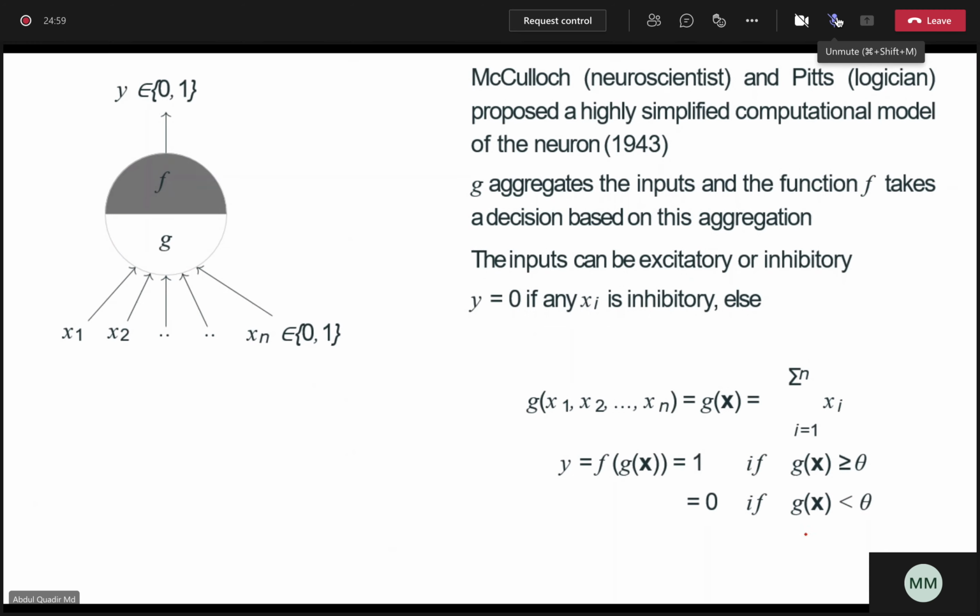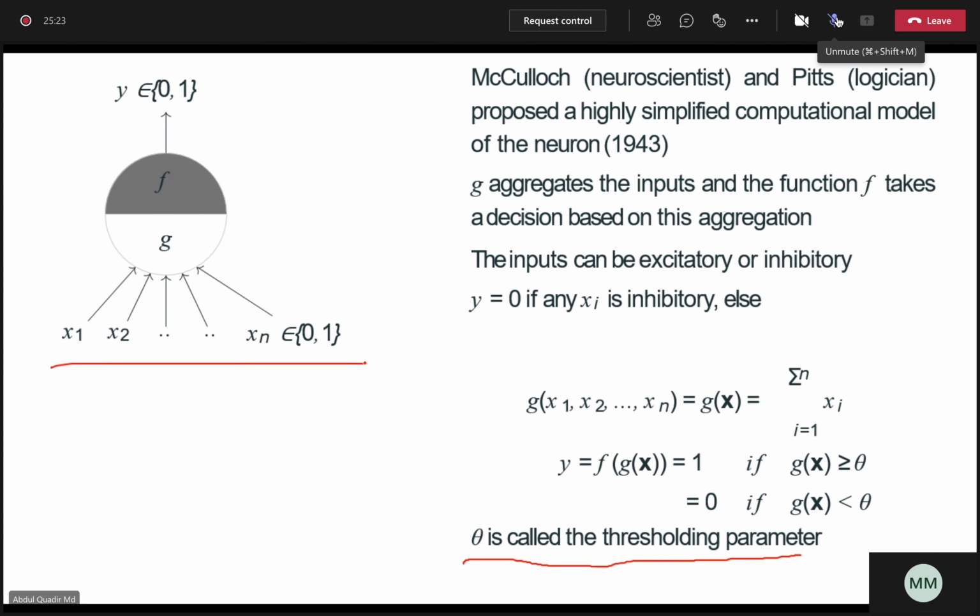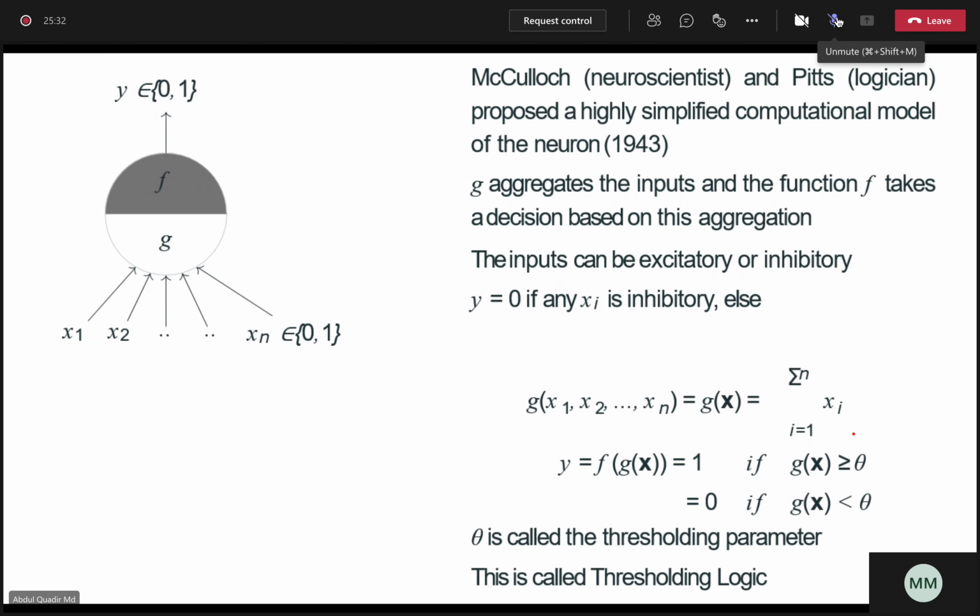If it is less than 0, it will not fire. If it is greater than the threshold, it will fire. That's all, students. So this theta is the thresholding parameter. After aggregating, I will check with my theta. If it is greater than or equal to, it will fire. If it is less than, it will not fire.